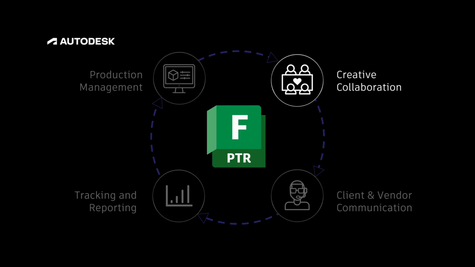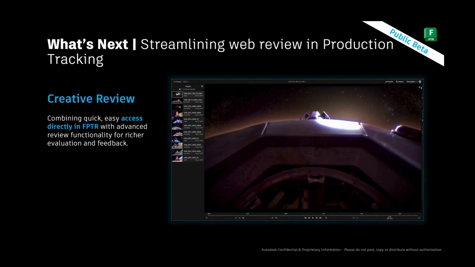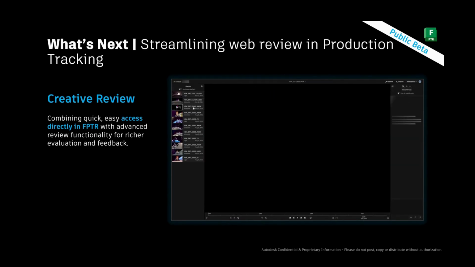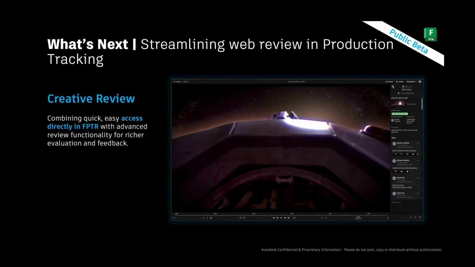Part of this creative collaboration aspect of production tracking is the review pipeline. Faster reviews, more efficient reviews means that you're able to do more iterations in the same amount of time. You're able to increase the quality of the final product, and that's part of what's really powerful about production tracking. Last year we announced our intent to modernize and streamline the review experience in production tracking, and now we actually have done that.